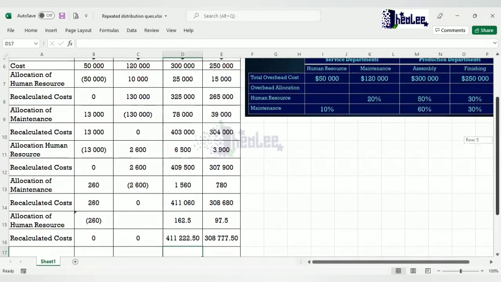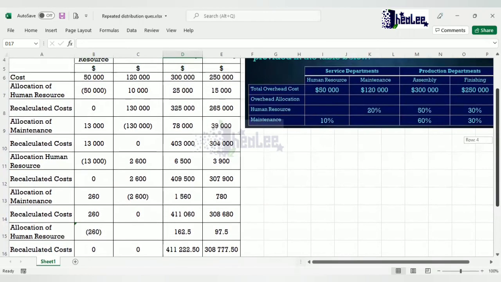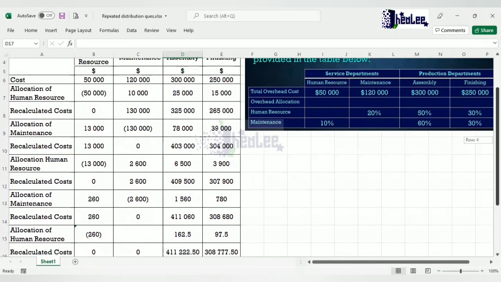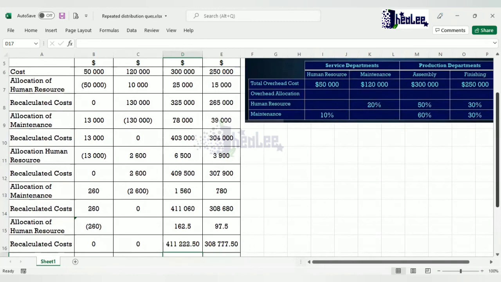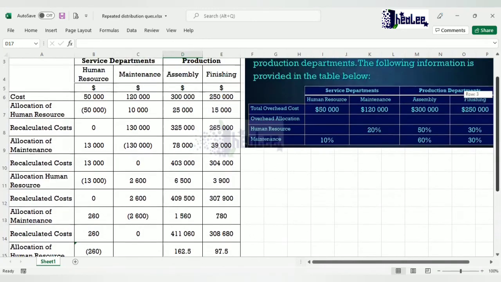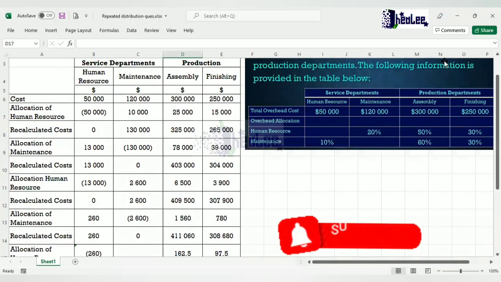Now, one more thing I want to point out before I close this session is that apart from working with the figure, the amount being minimal, right? There may be a case where you're asked to limit the repeated distribution method to 2 steps. Now, how would you determine the steps? Let us look at that.